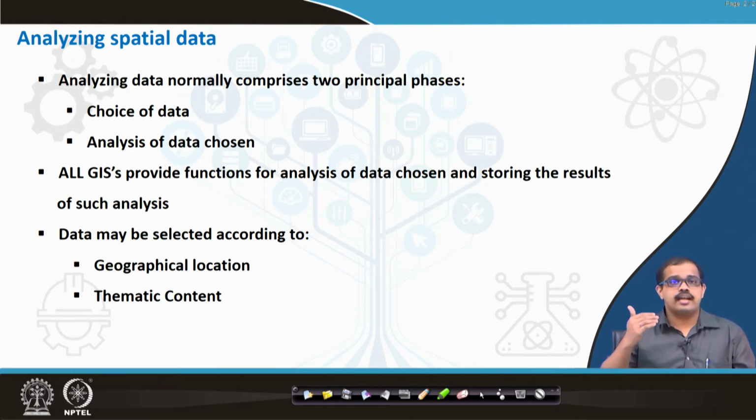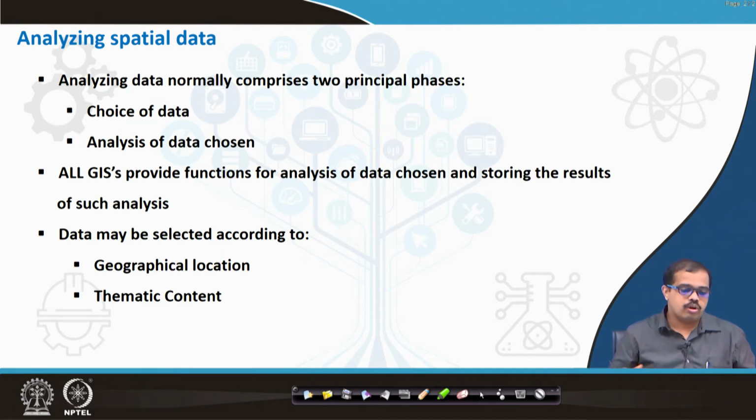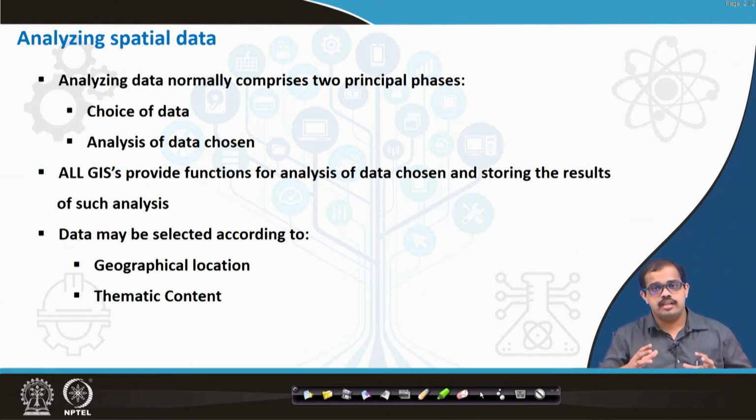Then the second thing is analysis of the data chosen. That is where GIS as a software, as a tool, is extremely important. All software of a geographic information system functions for the analysis of data chosen and storing the results of such analysis, which means to say that GIS is more interested in the analysis of data, which means the tools that are developed are for the analysis of the data.